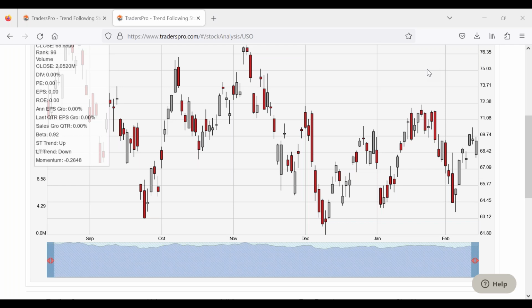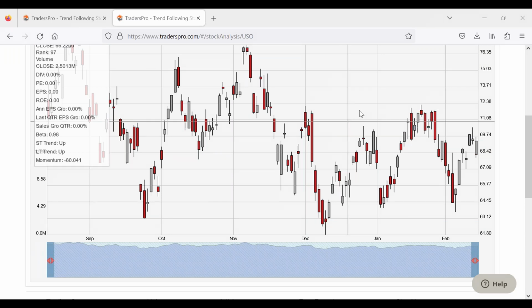All right, we're kind of in the middle part of that range, and we did slip a little bit at the open here, but we're coming back up. Those are the areas that we want to keep an eye on. Overall, though, I am more bullish on oil.